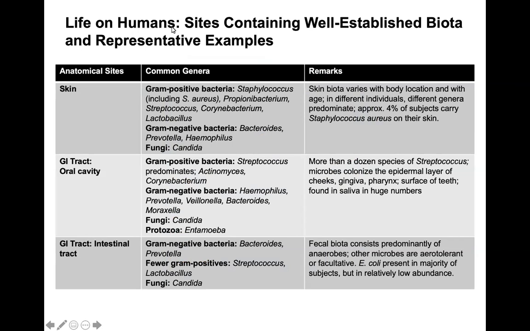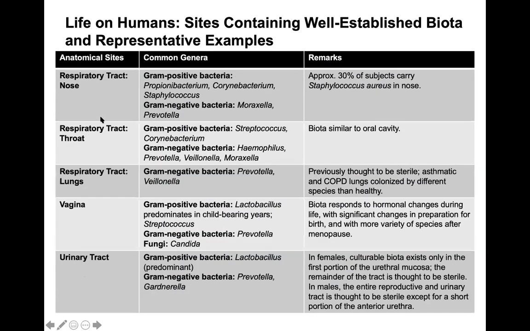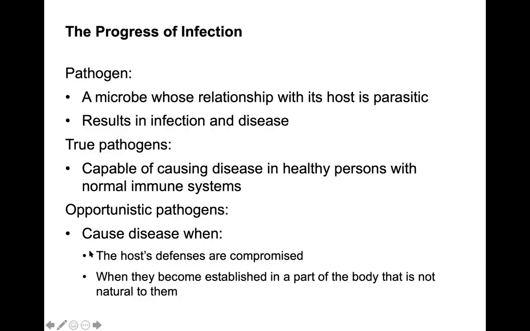So, life on humans, sites that contain well-established biota and representative examples. Again, a lot of these you've seen already from Unit 3. These are sites where we have normal microbiota, and you should be sort of familiar with what types of bacteria are found in each of those. Skin, GI tract, oral cavity, the intestinal tract, respiratory tract, especially in the nose and throat, very little in the lungs, vaginal tract in females, urinary tract. Those are all sites where we find these organisms.